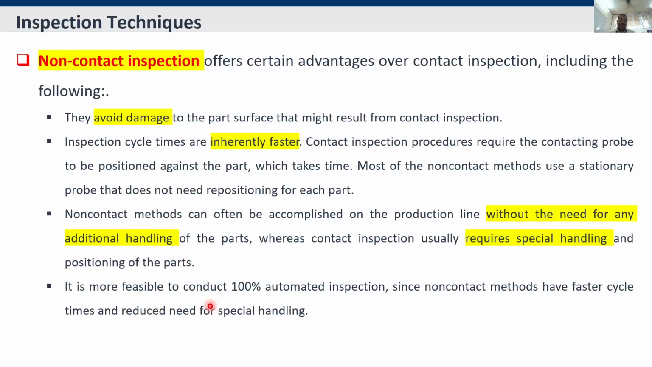And also it is more flexible for conducting 100% automated inspection. Yes, people are moving toward automation or Industry 4.0, in the sense that you need a faster inspection technique, where non-contact inspection will give some edge over contact type inspection. Again, you have to think about whether it is feasible to implement and whether it will be affecting, but it is not for short runs.